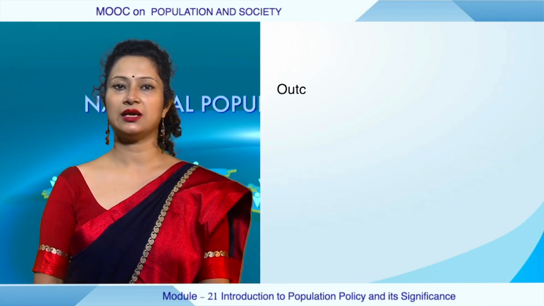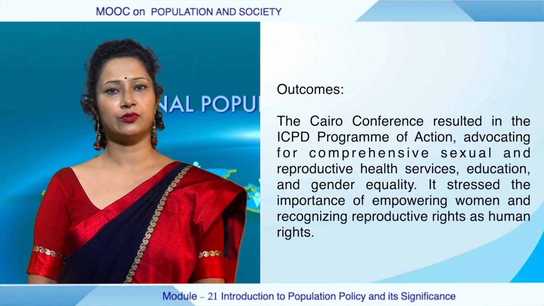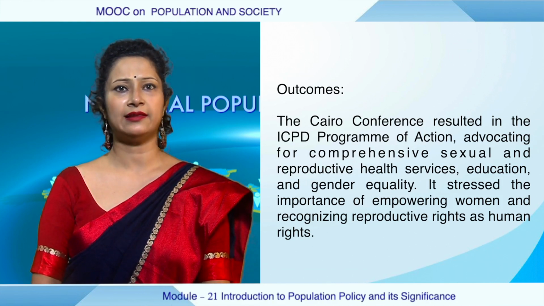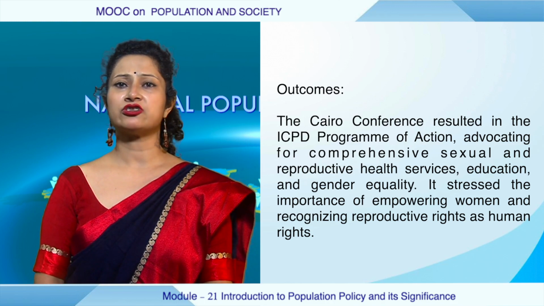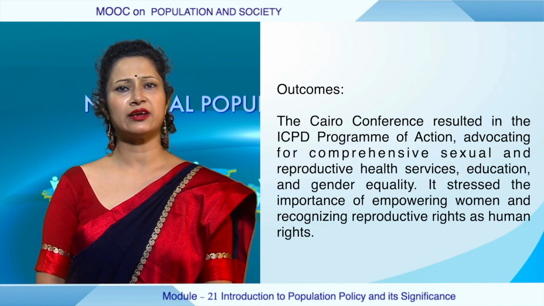including family planning. The outcomes: the Cairo Conference resulted in the ICPD Program of Action, advocating for comprehensive sexual and reproductive health services, education, and gender equality. It stressed the importance of empowering women and recognizing reproductive rights as human rights.